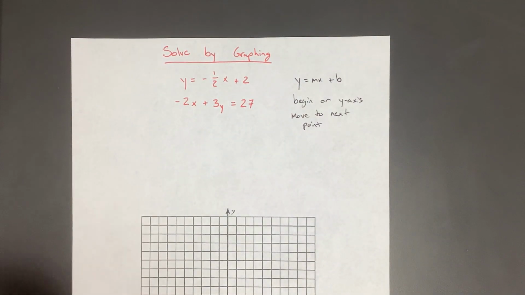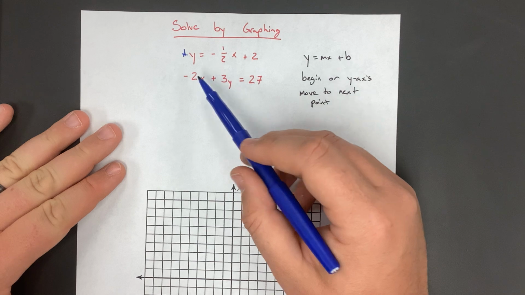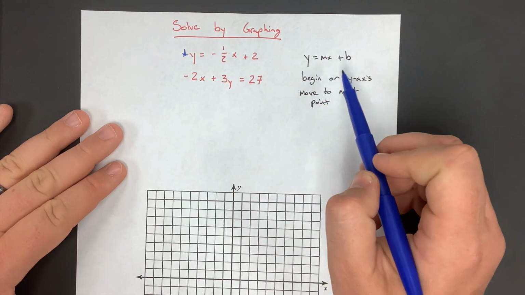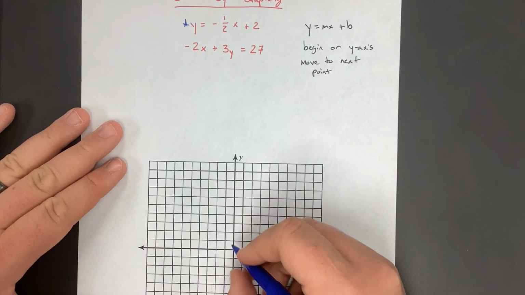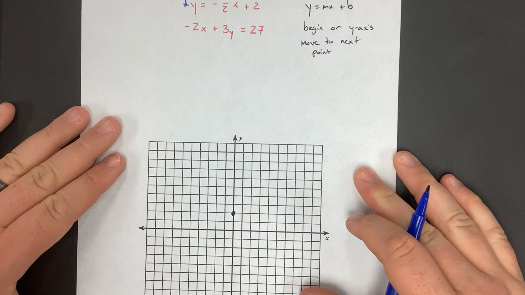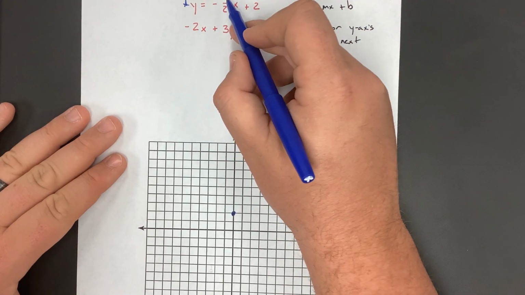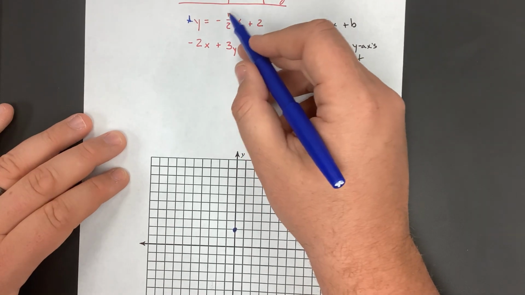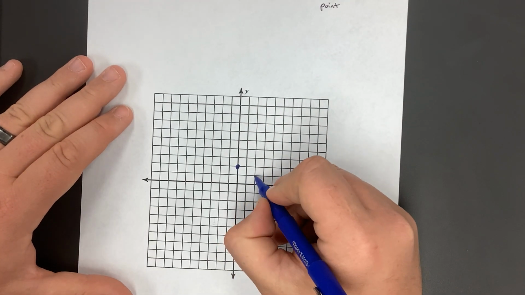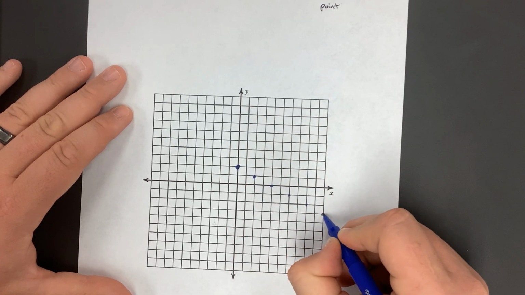So I'm going to graph this first equation in blue. And because I have y is equal to negative 1 over 2x plus 2, well, 2 is in place of the b, so I'm going to start at 0, 2 on my y-axis. And then our slope is negative 1 over 2, so that means I'm going to go down 1, right 2. So from that point, I go down 1, right 2, down 1, right 2, and so on.